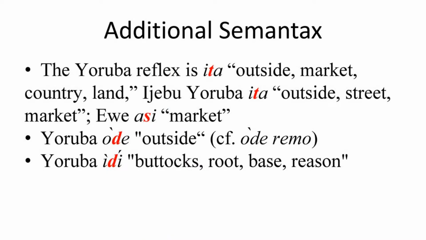As we continue, here are some other variants in the Yoruba language. It becomes Ita, outside market, in Ijebu Yoruba, Ita, outside street market, Ewe, Asi market. And then there's a voiced variant, Ode, outside, compare like the name Ode Remo. That's the lineage for when I joined Ifa or Isese tradition. I'm in the lineage of Ode Remo, right? And then Idi, buttocks, root, base, reason, all from the same root. Because the ground, the country, the land is also a signal for being outside, right?